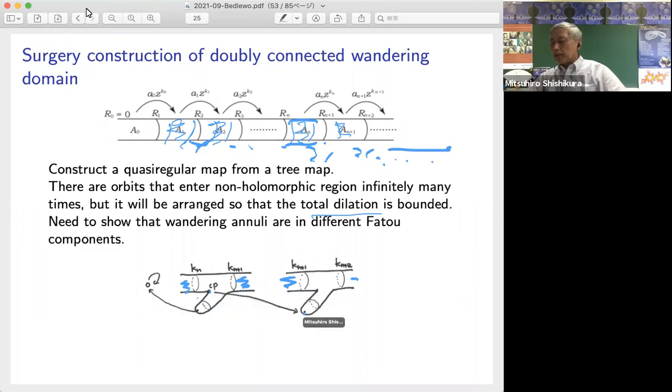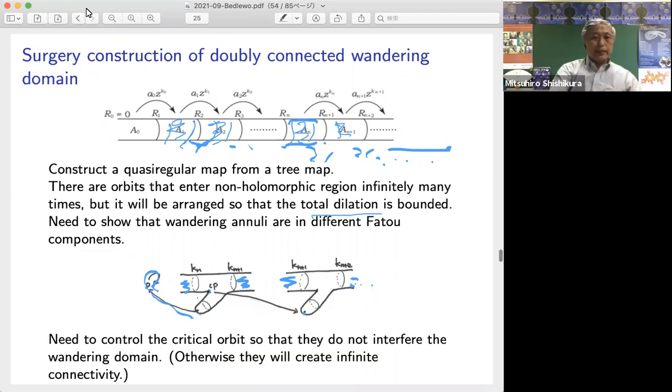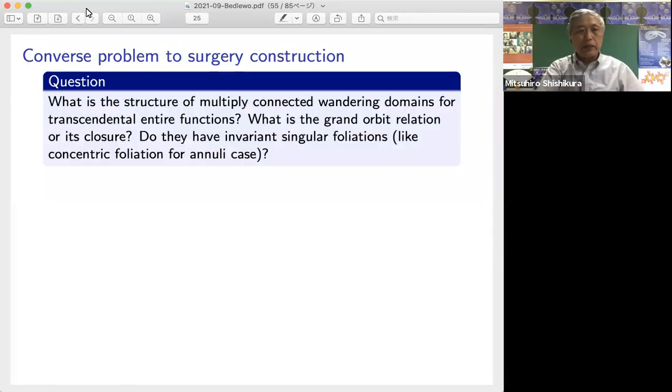But at this point, in the previous stage, it is mapped to this 0, which is fixed. So this way the critical point does not enter the candidate core of a Fatou component, and from this you can conclude that the wandering domain is doubly connected. I skipped the details because I'm running out of time.